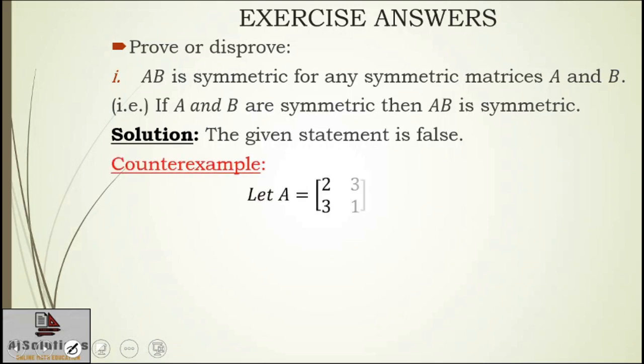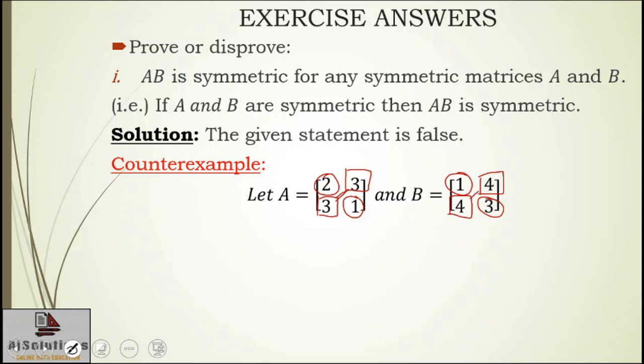So let's produce a counter example. I have taken a symmetric matrix A and a symmetric matrix B. You can see the matrices taken over here are symmetric matrices. We can have anything on the diagonal, but cross diagonal elements should match. So you can see these are cross diagonal elements of each other which are equal, and in B also, these two are the cross diagonal which are equal.